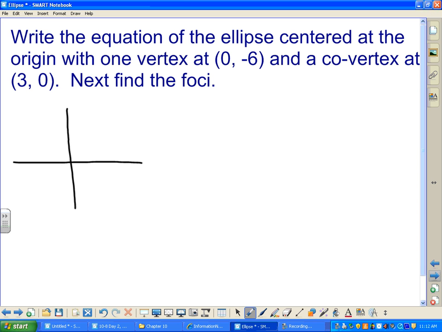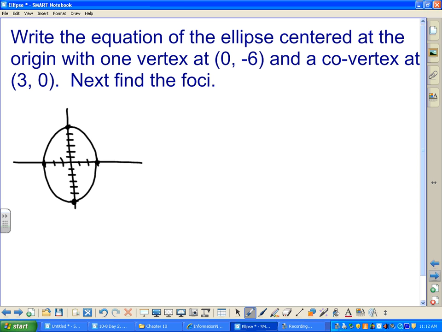Okay, so you have a vertex at (0, -6). If that's a vertex, what else do you know? Okay, (0, 6), because it's centered at the origin. Okay, the co-vertex at (3, 0). What else do you know? Okay, (-3, 0). You see your ellipse?